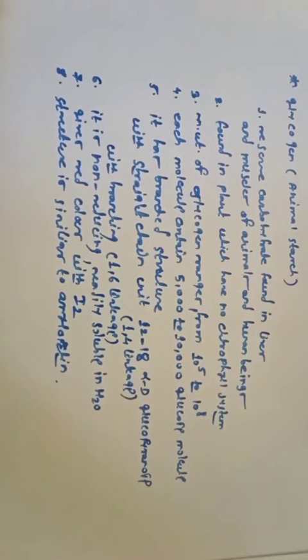The first point is that it is a reserve carbohydrate. This glycogen is a reserve carbohydrate found in the liver and muscles of animals and human beings. So this is an important characteristic of glycogen, where it is found: it is a reserve carbohydrate found in the liver and muscles of animals and human beings.